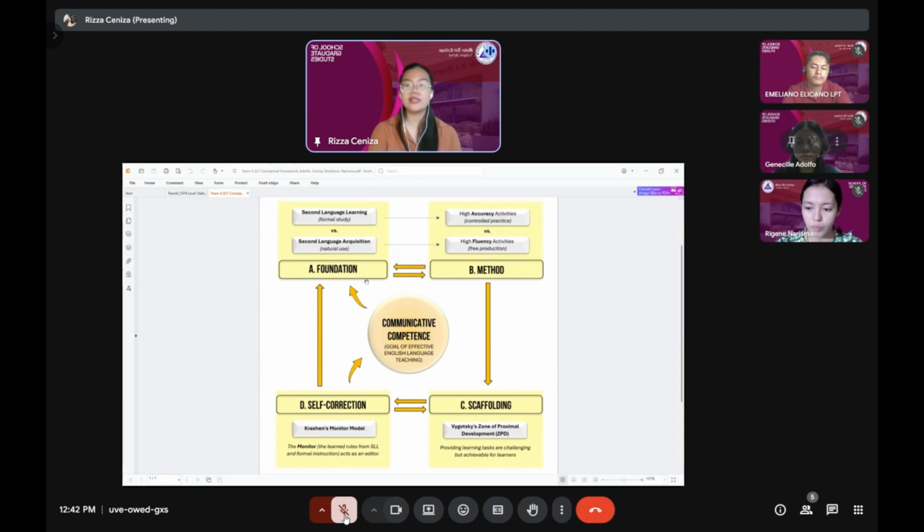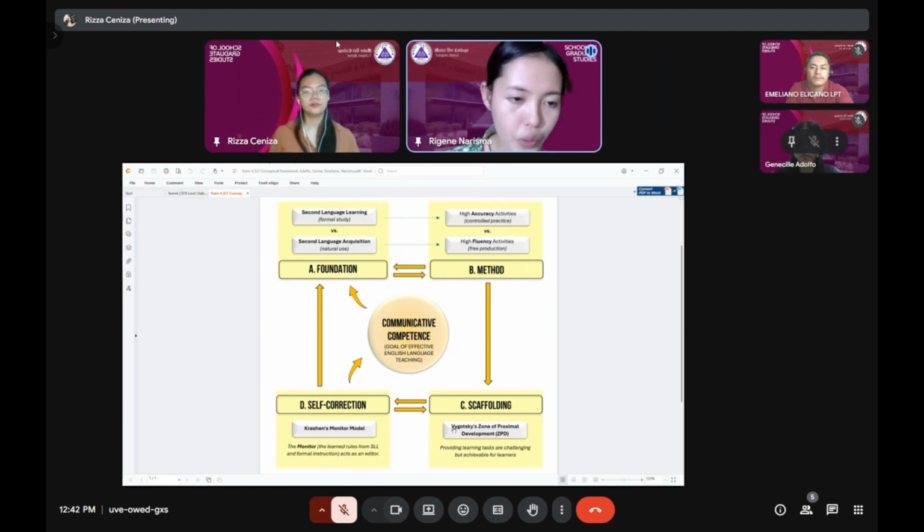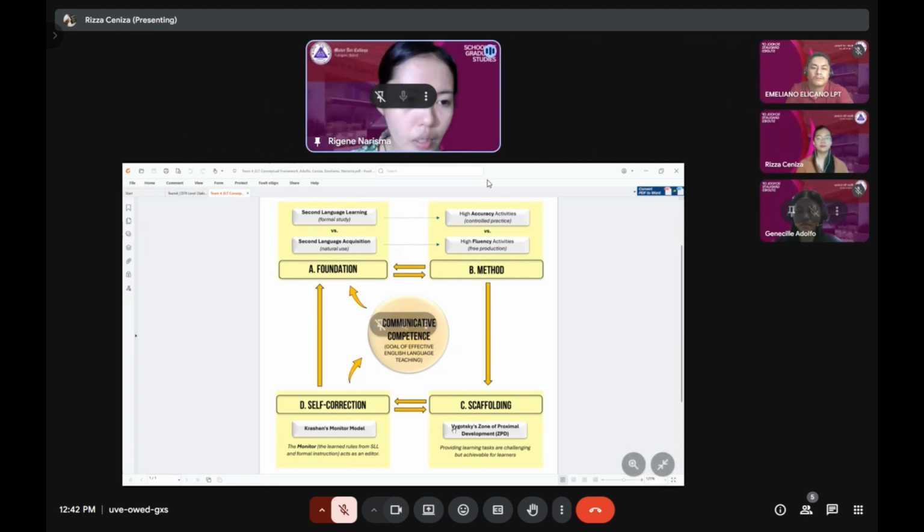The key here is movement, moving from controlled accuracy in the early stages to encouraging free, fluent production, ensuring our instruction is always practical. This flow leads directly into how we support the learners in taking risks. To ensure learners move from accuracy to fluency successfully, our framework incorporates supportive mechanisms: scaffolding and self-correction.